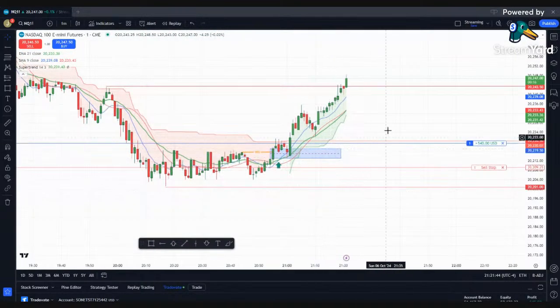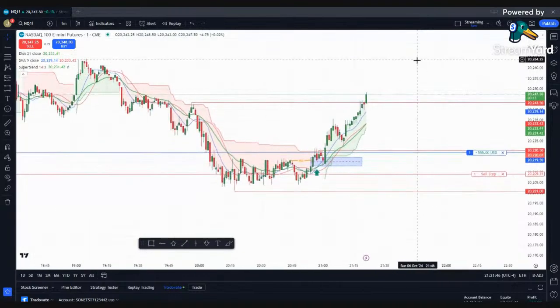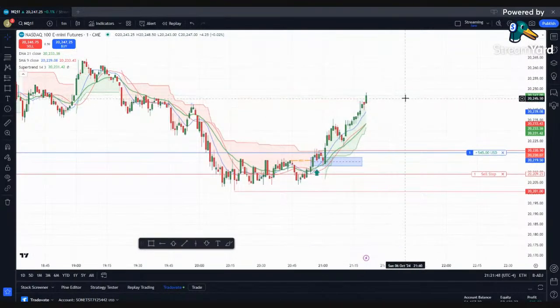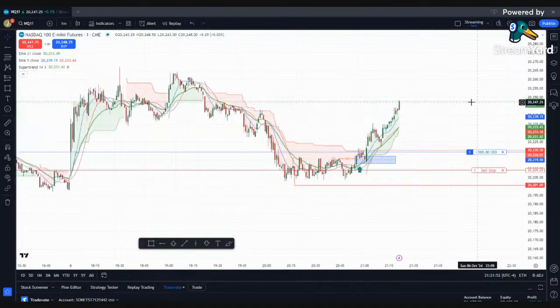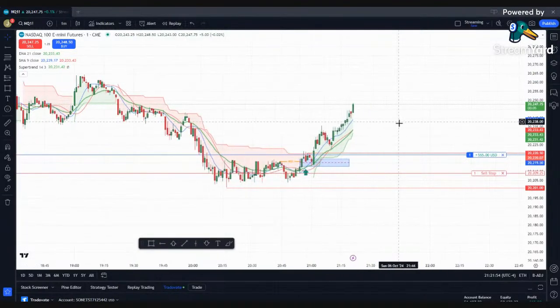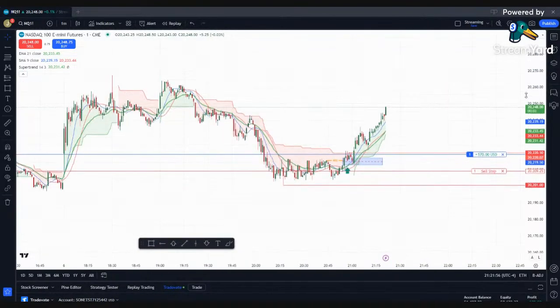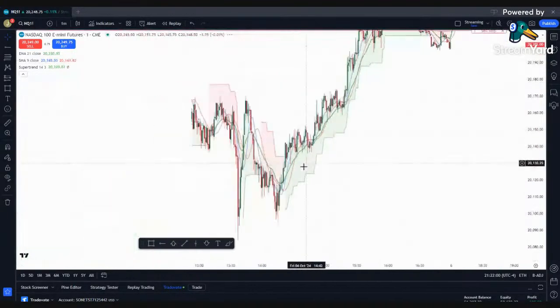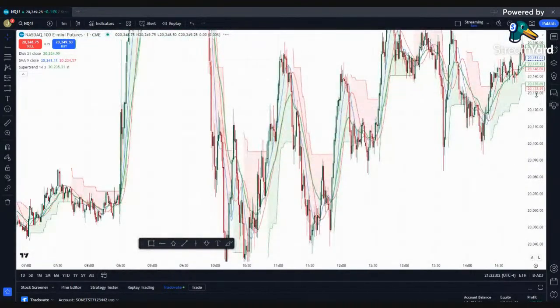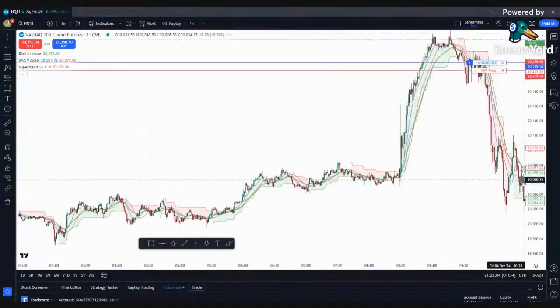So that's how. The best thing about this strategy is to catch a movement like this. To catch a movement like this. Let me show you. Let's replay this market, and I will show you what I mean.